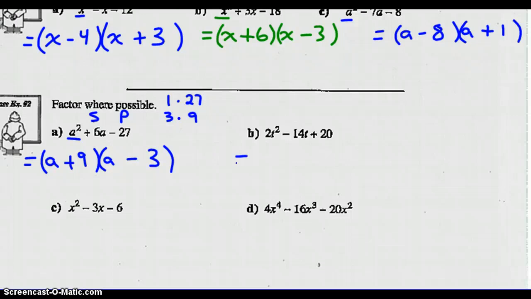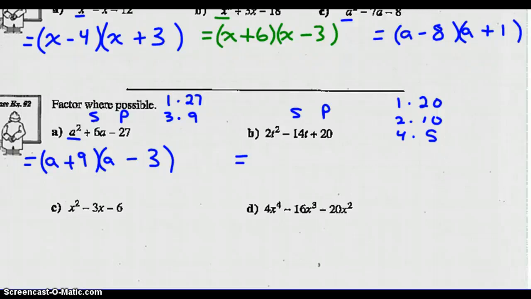Part B, common mistake. If I ask myself what two numbers sum to negative 14 and multiply to 20, I might not find anything. All things that multiply to 20 are 1 times 20, 2 times 10, 4 times 5. None of those add up to 14. You're going to say it can't be factored, which isn't true.